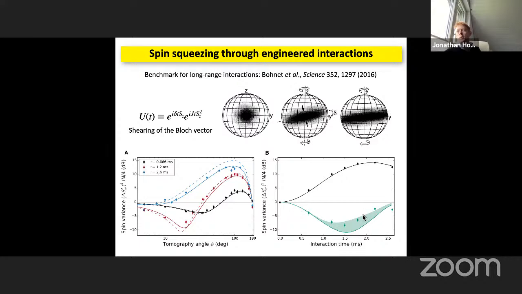Then at some point, the interaction's on for long enough that errors start to dominate and the squeezing isn't good anymore. The other factor that happens here is that this thing gets so squeezed that the Bloch vector distribution wraps around the whole sphere, and you start to get all sorts of interference fringes on the backside. So more is going on, but these are the basic signatures of spin squeezing in this system.